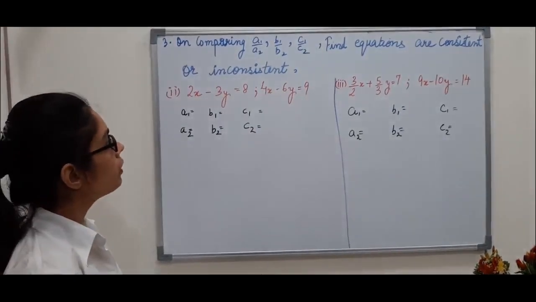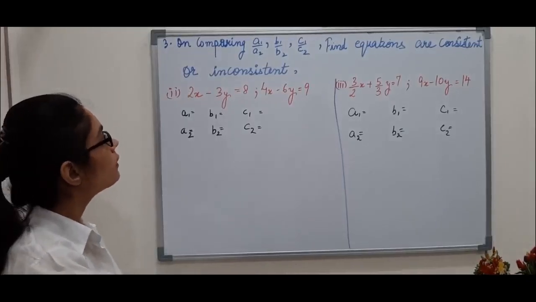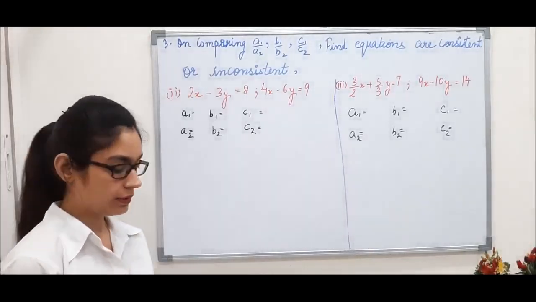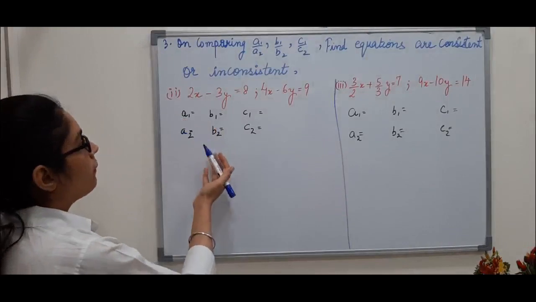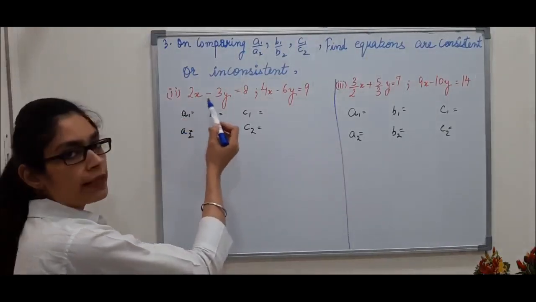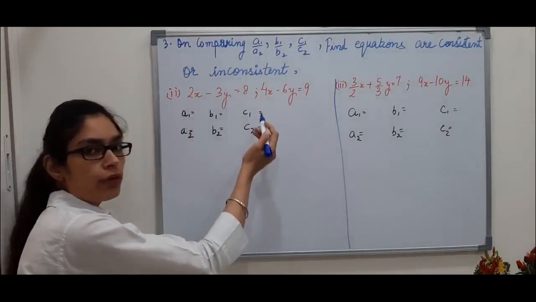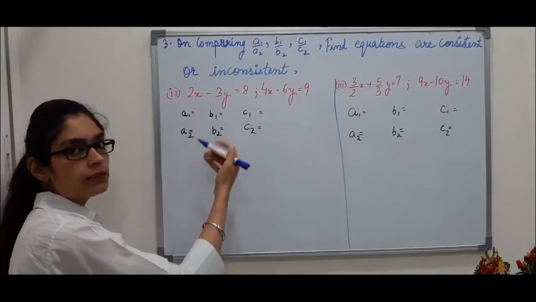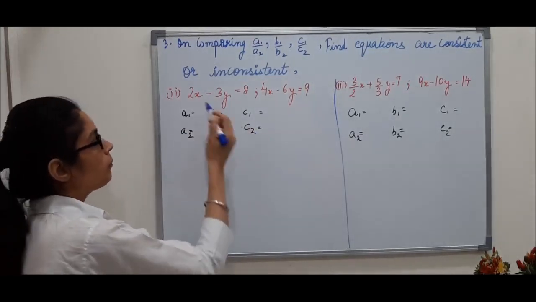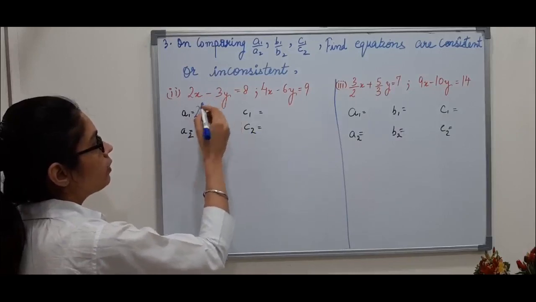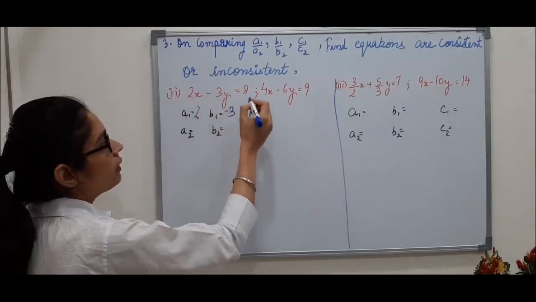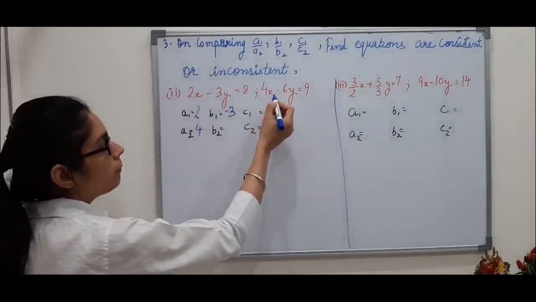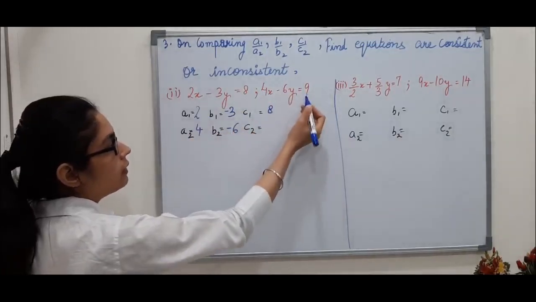I have written the equations already and you can see the third question has 5 parts. I will do 2 for you and the remaining you can do yourself. The second part I am doing. The equations are 2x minus 3y equals 8, 4x minus 6y equals 9. So I'll write down the values of A1, B1, C1, A2, B2 and C2. My A1 is 2, B1 is minus 3 and C1 is 8. A2 is 4, B2 is minus 6 and C2 is 9.